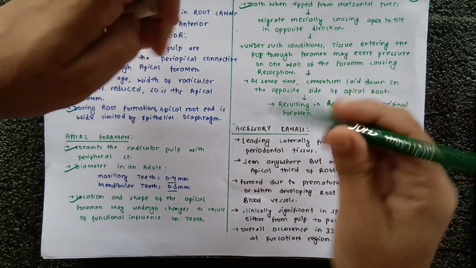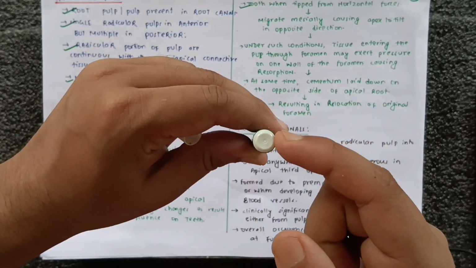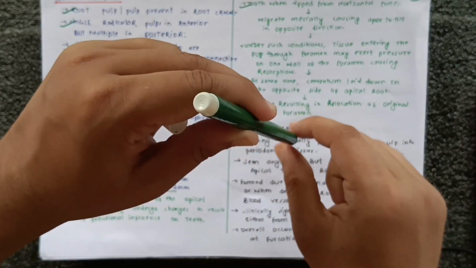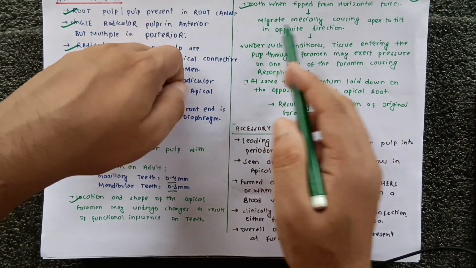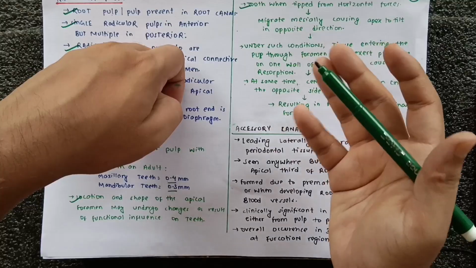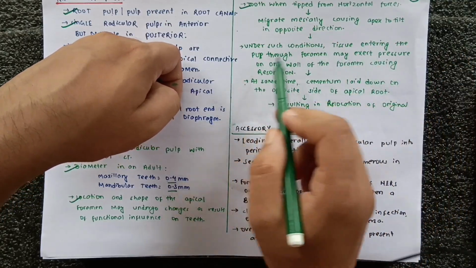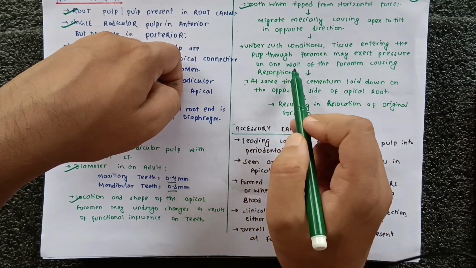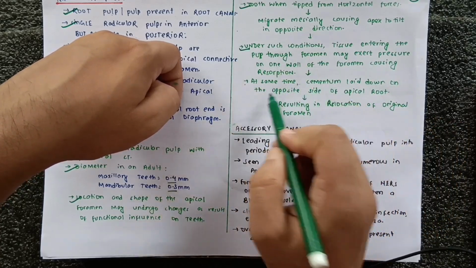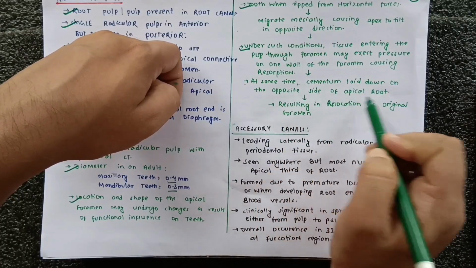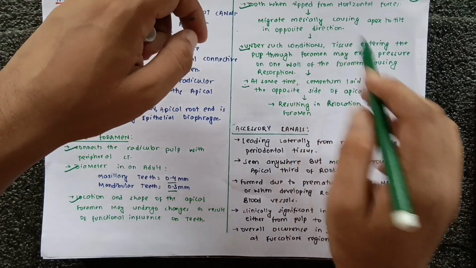So just think, if this is the tip of the tooth and this is the apex of the tooth, when we apply a horizontal force here, the apex would go in the opposite direction. The same thing is written here. After that, under such a condition, tissue entering the pulp through the foramen may exert pressure on the wall of the foramen, causing resorption, and at the same time cementum is laid on the opposite side of the apical root, resulting in the relocation of the original foramen. It is very easy to understand.